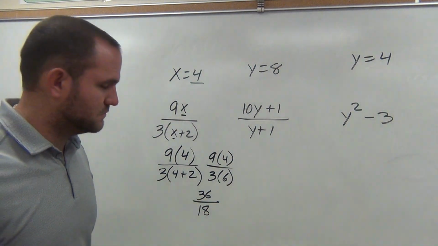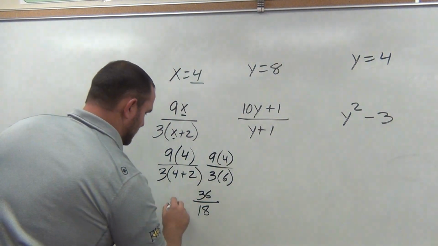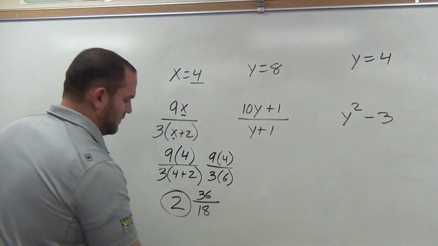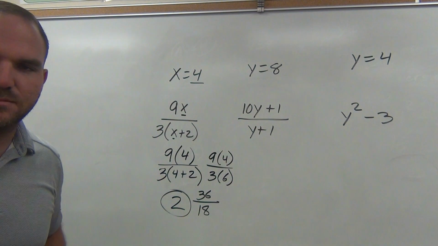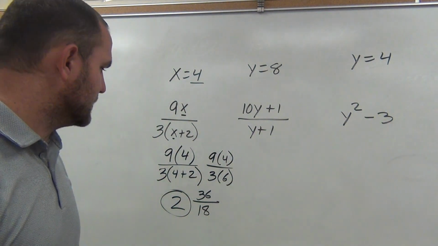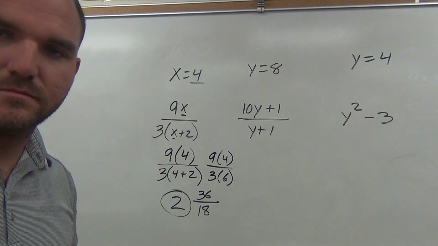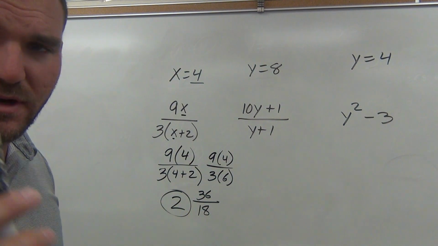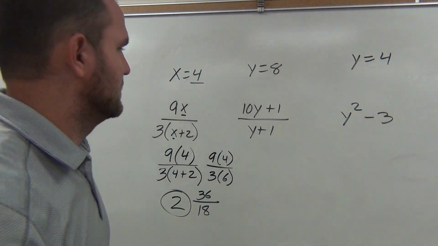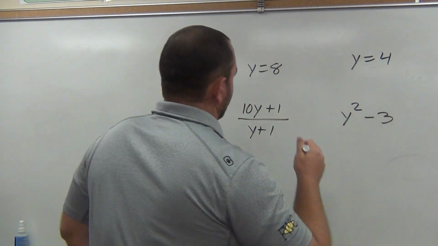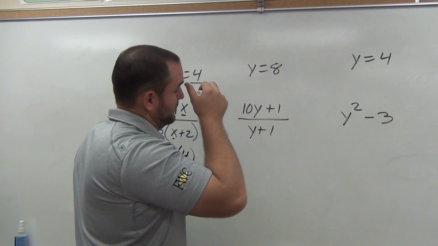If you don't know, put it into a calculator. It's actually very simple on that one. 36 divided by 18 is 2. Don't be intimidated by the fractions. All right. Let's move into this next problem here.